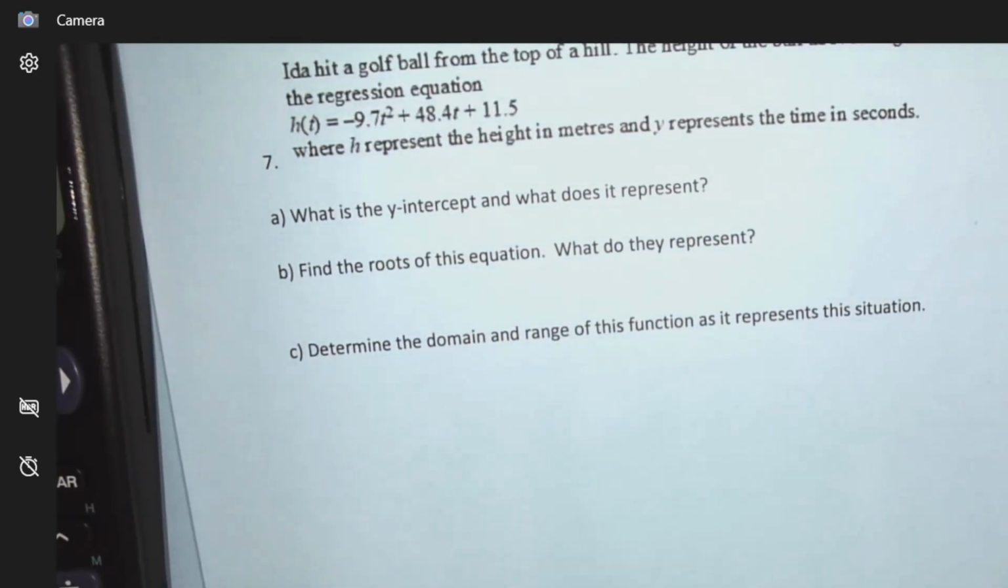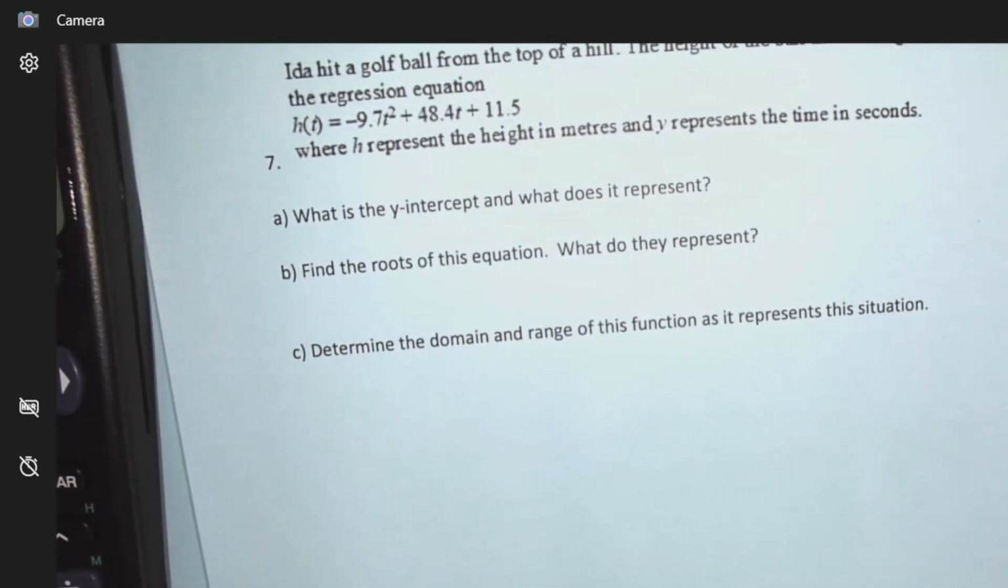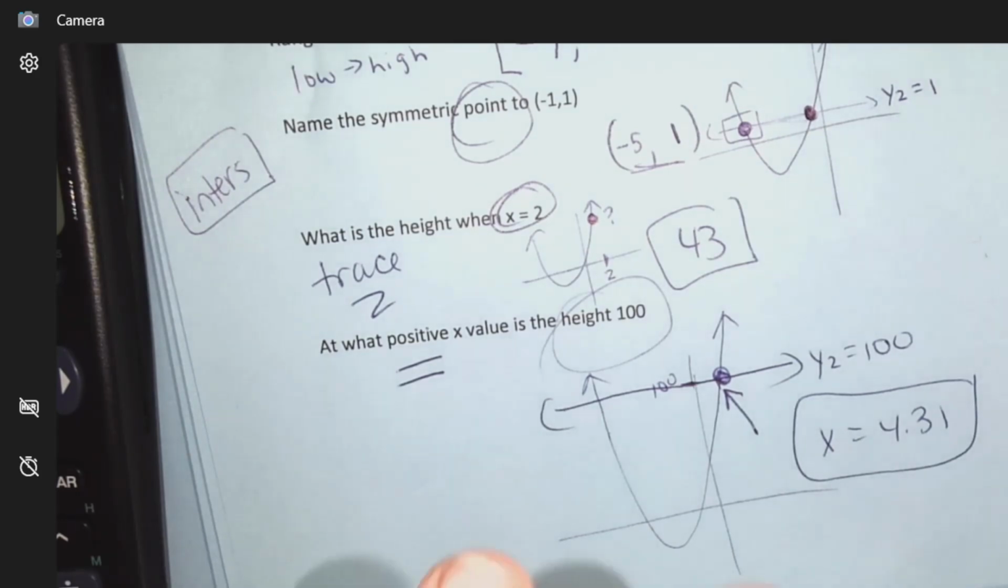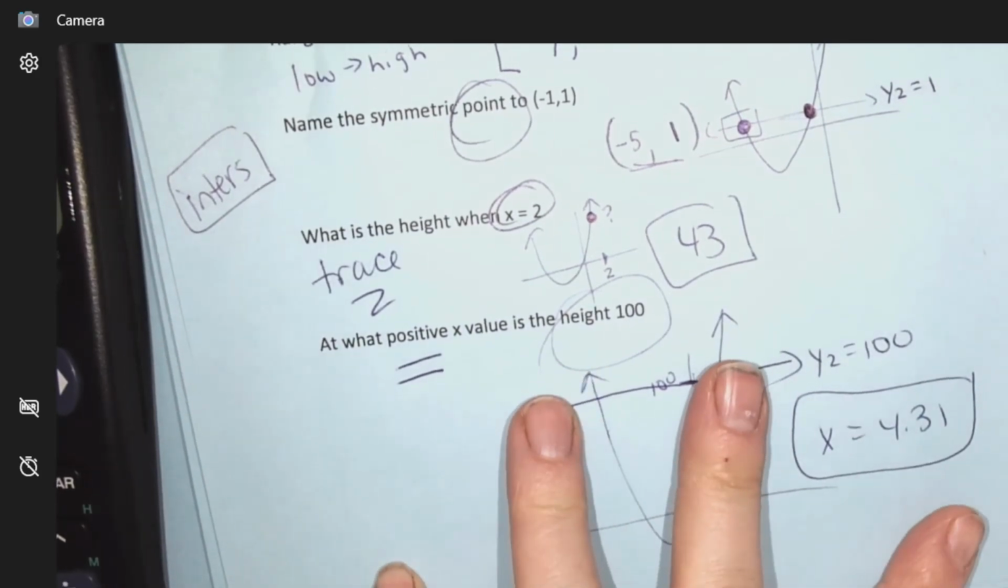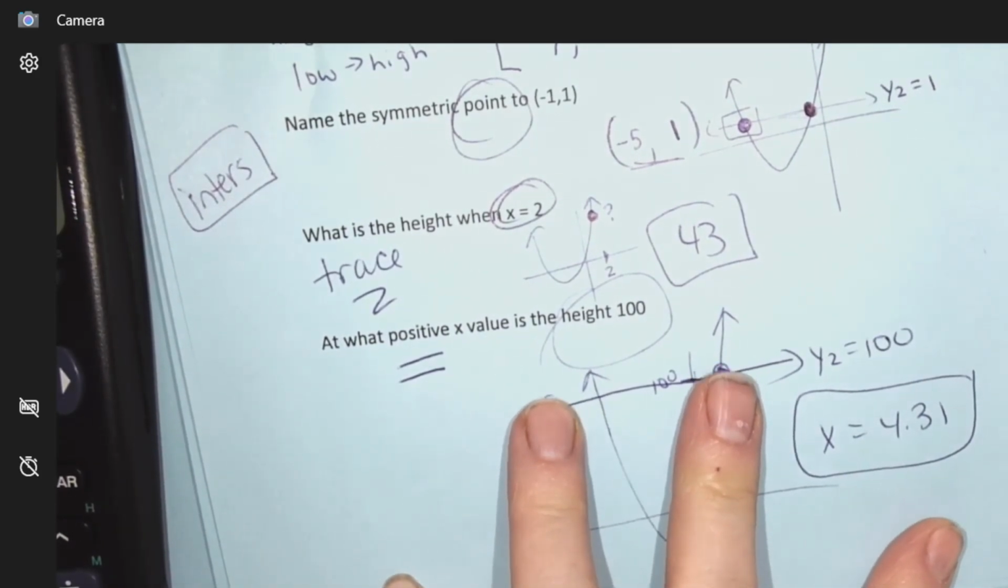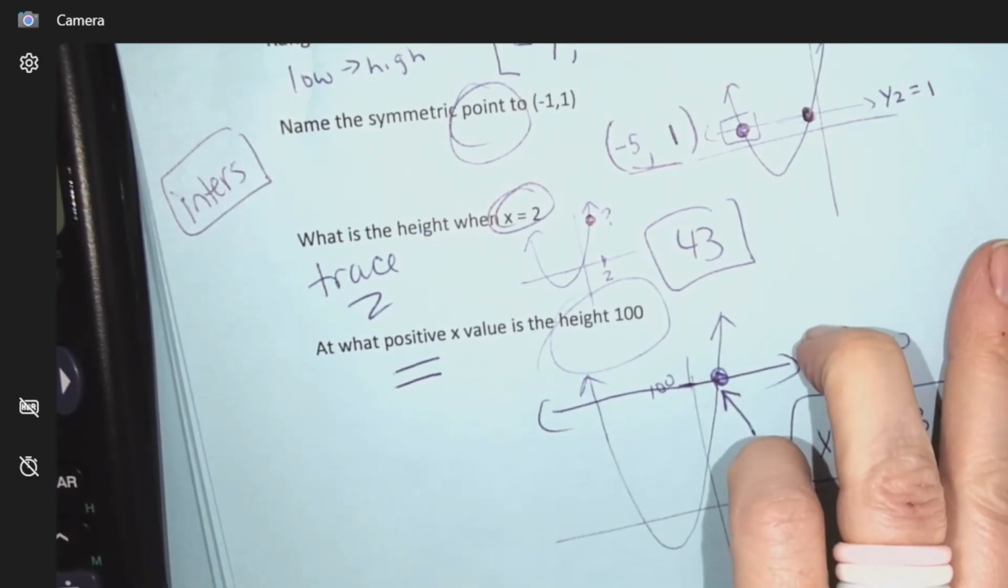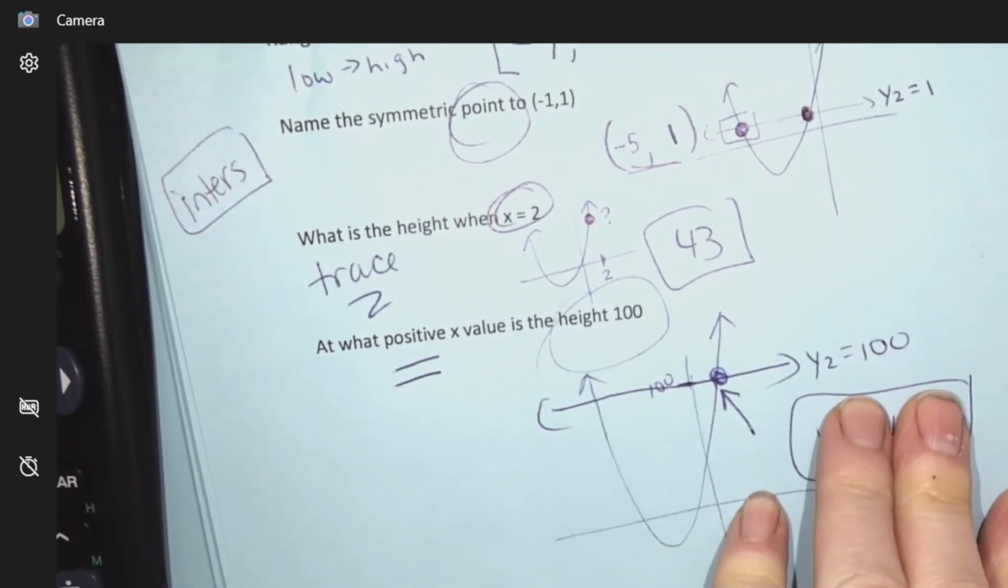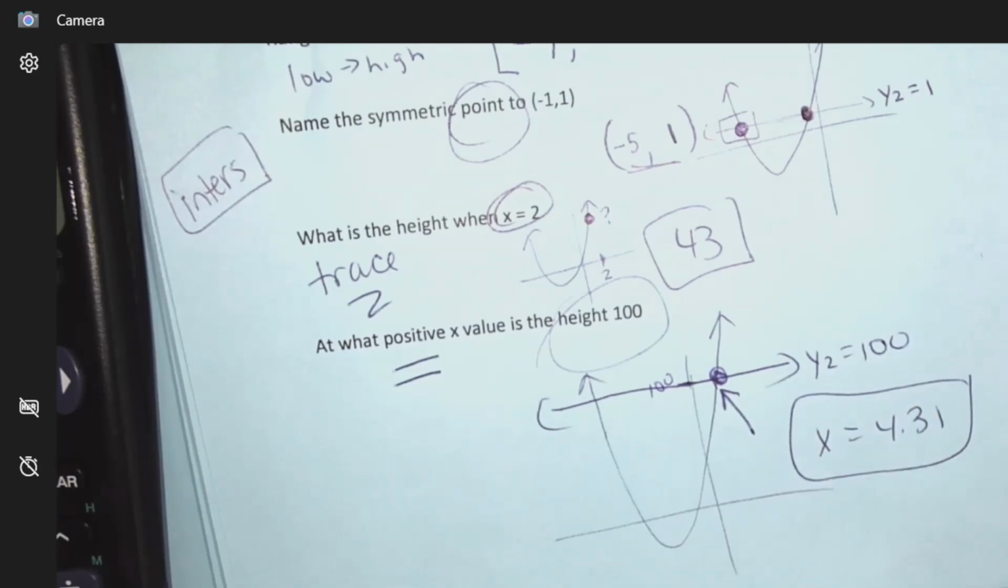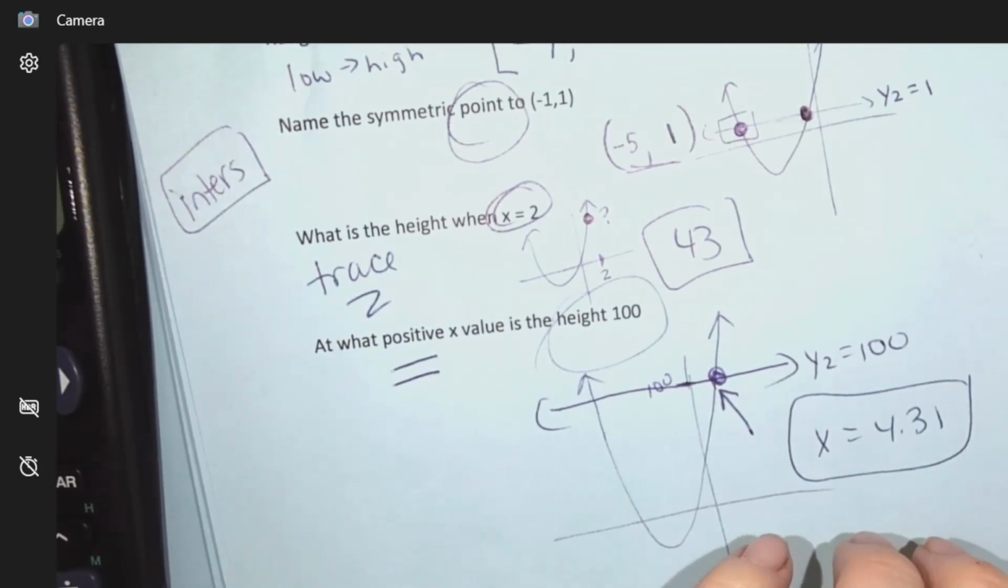Okay, so that concludes day 1. So what do you have? You have your basics, and then you have your factoring and your formula. Okay, that's day 1. Day 2, you're going to have making equations, and you're going to have word problems.